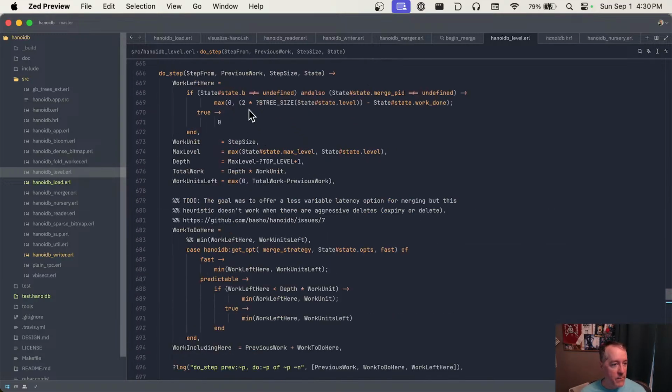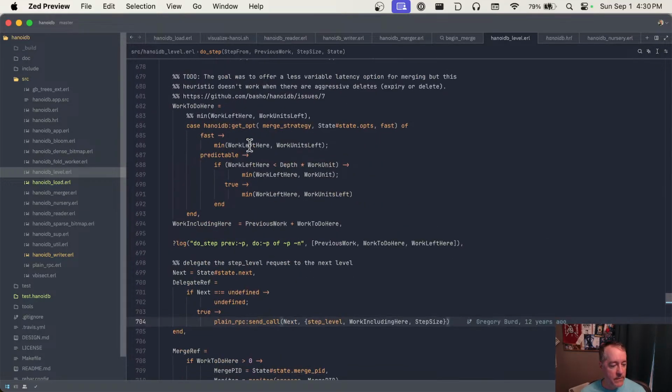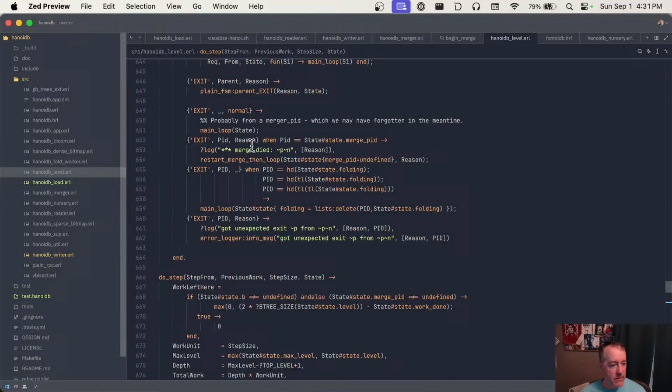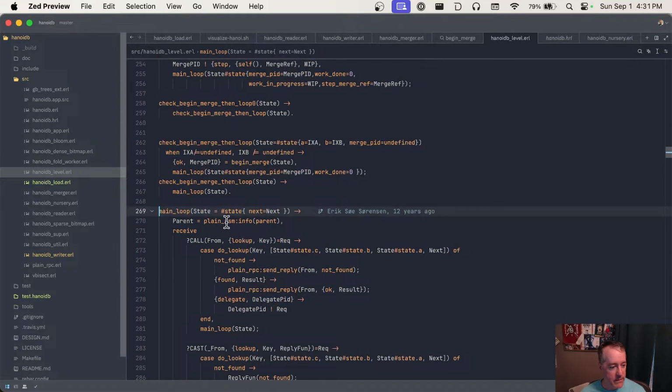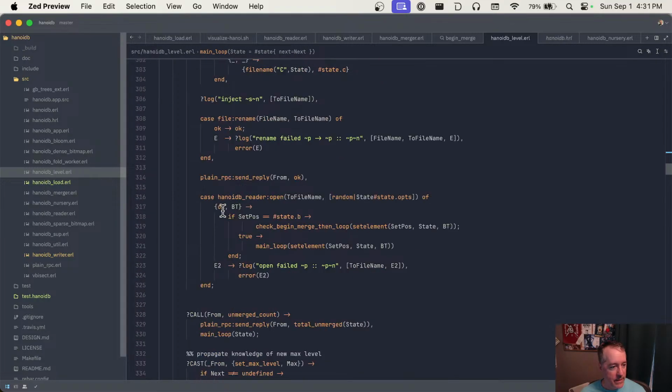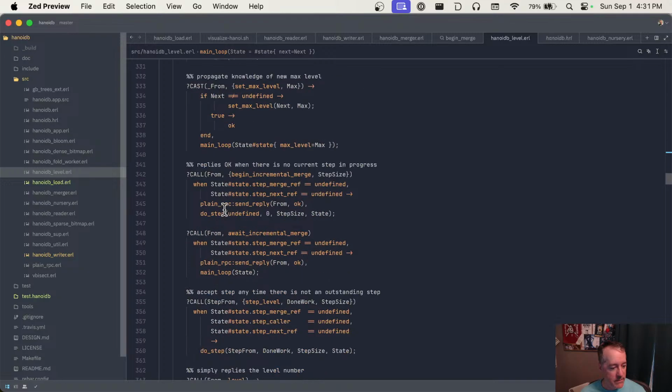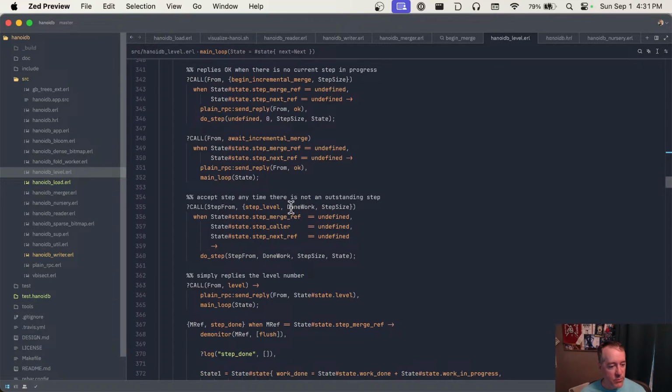Okay, so I'm wondering. So if we go back to where, let's go back to the main loop real quick, and find that step level call. Right. So this is work done at a previous level. Okay. So interesting.